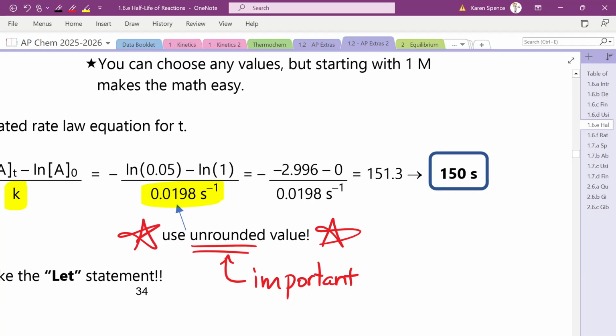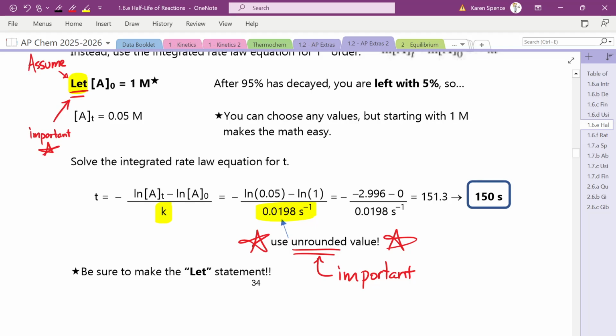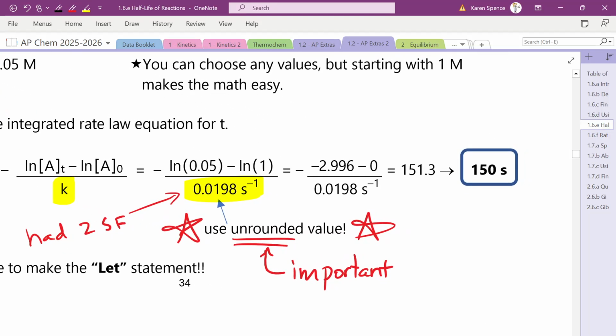We chuck everything into our calculator and we get 151.3, but we have to remember that the actual number here had 2 sig figs, right? Even though we're using 3 digits, that number had 2 sig figs, so our answer should have 2 sig figs.